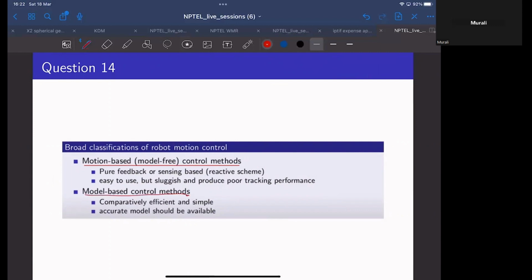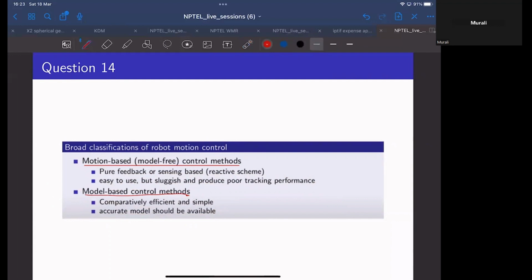Motion-based or model-free does not have any parameters regarding a dynamic model. So it's a pure feedback model. The motion-based is purely feedback or sensing-based. It's easy to use, but it is sluggish, right? And it can also produce poor tracking performance. But in case of model-based control, it can be comparatively efficient and simple. But the limitation would be that an accurate model should be available.